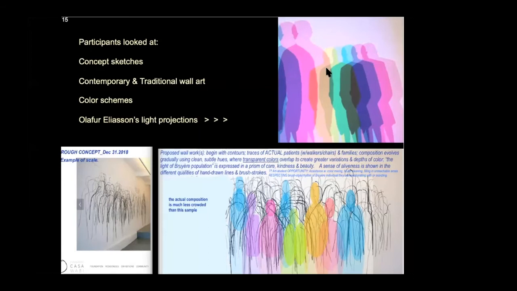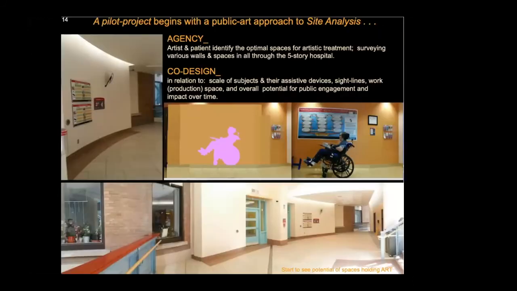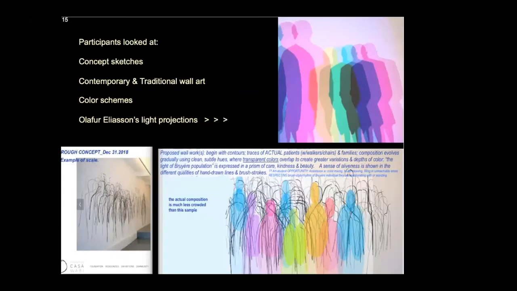Somewhere along the lines, I found these pictures of Olafur Eliasson's light projections. So I made a little, in the public art world we'd call it a maquette or a presentation package. And I started to show this around and get ideas. If you want to get a public art job, you have to have a prototype and you have to select the site.